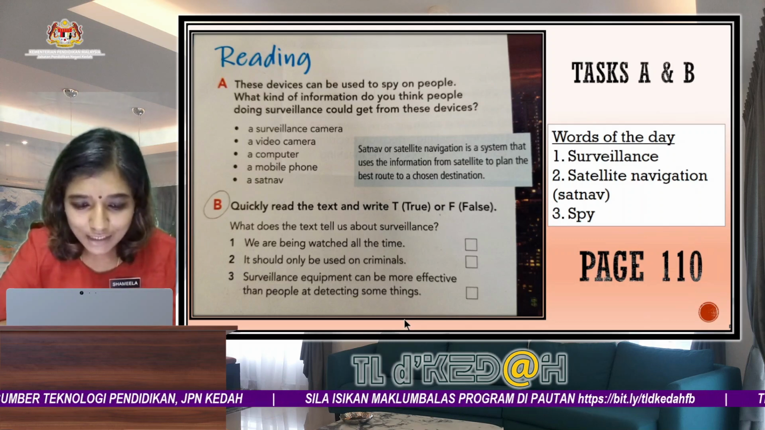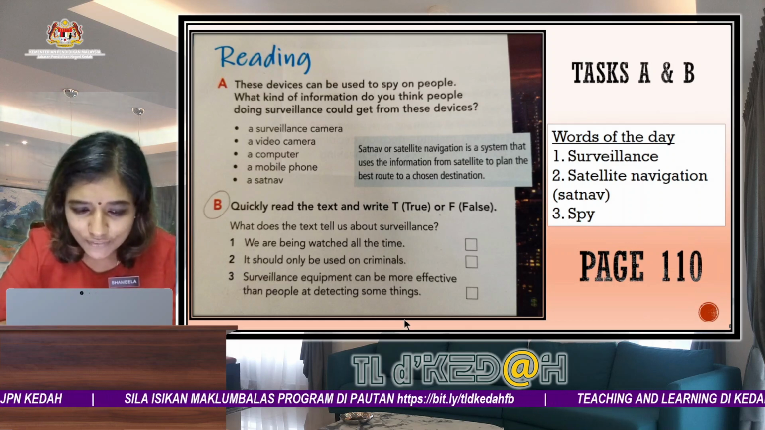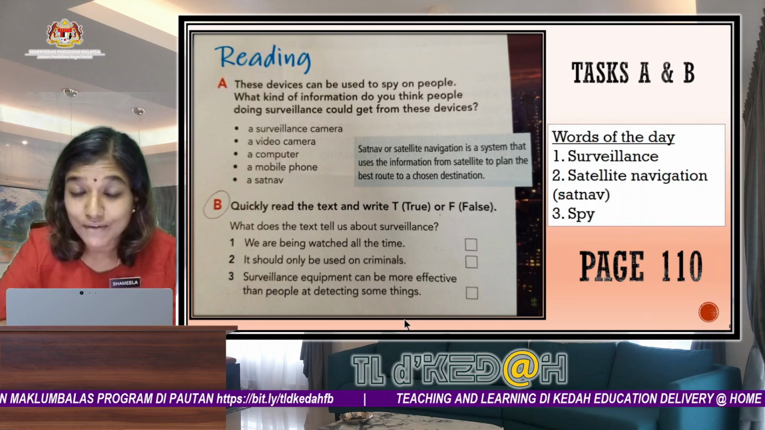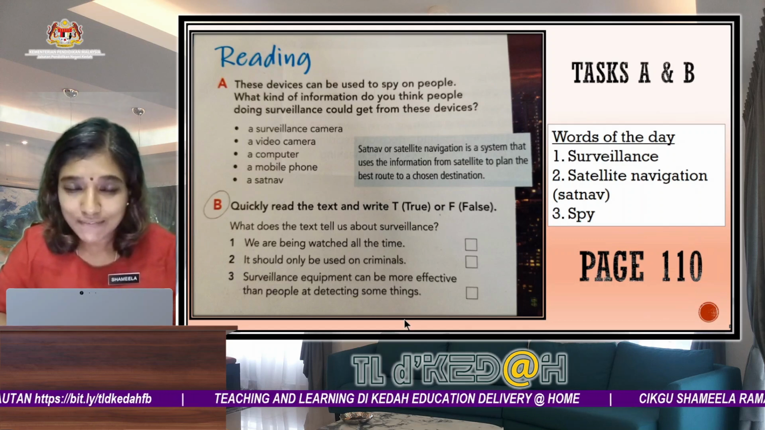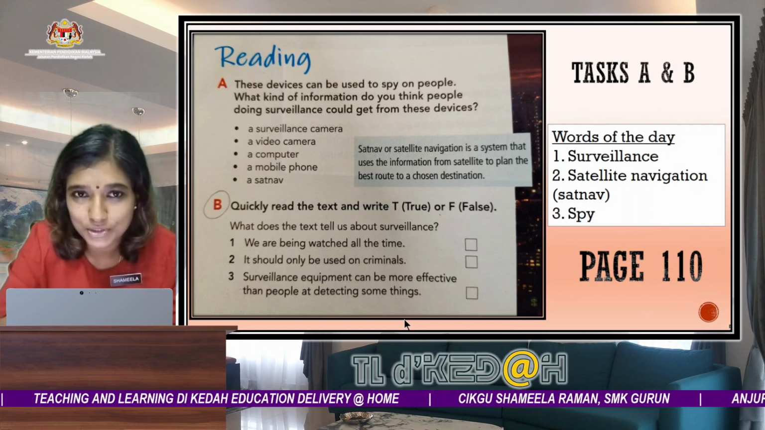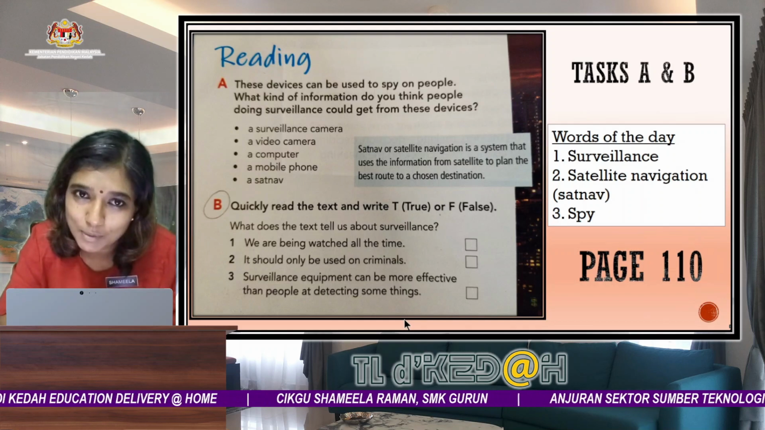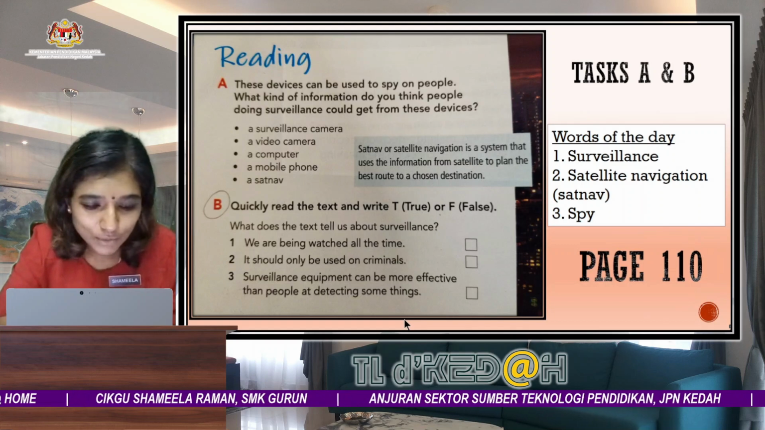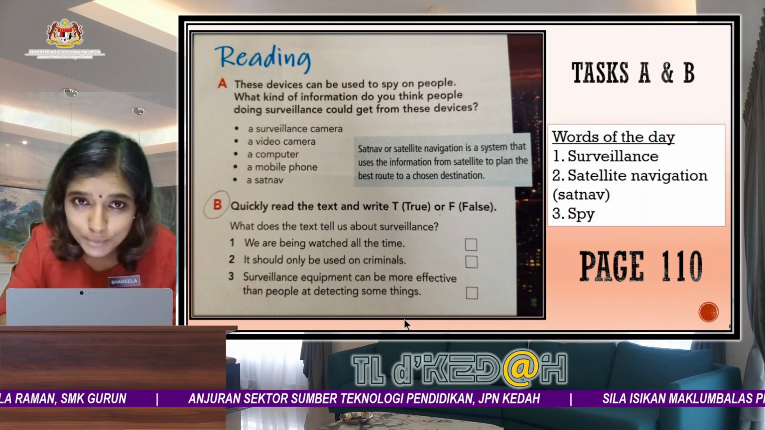These devices can be used to spy on people. What kind of information do you think people doing surveillance could get from these devices, okay? So look at the gadgets they have given. What kind of information? And this is to spy on people. Spy on people means you watch certain people, what they do, where they go, and you get the information. Okay, so these devices, yeah? What do you think the information you can get?